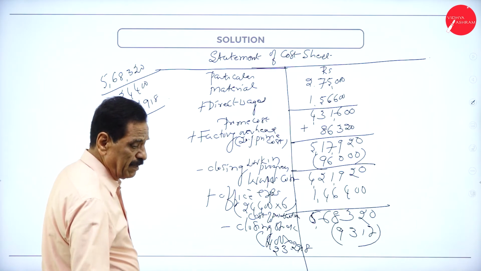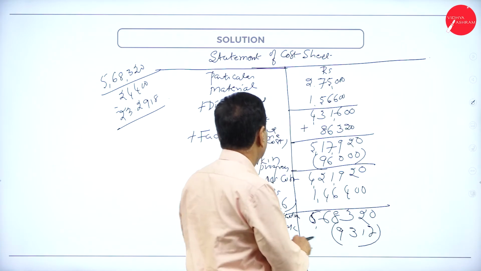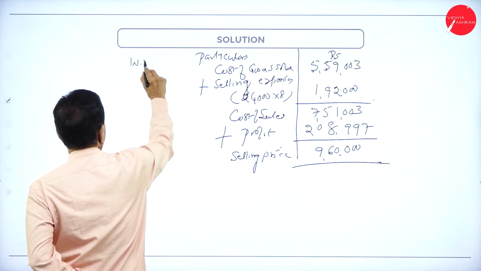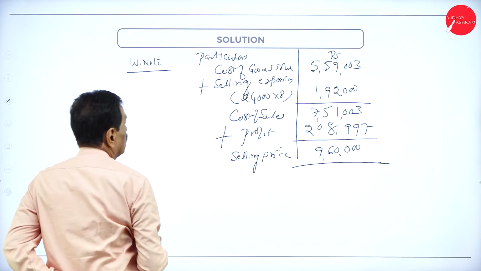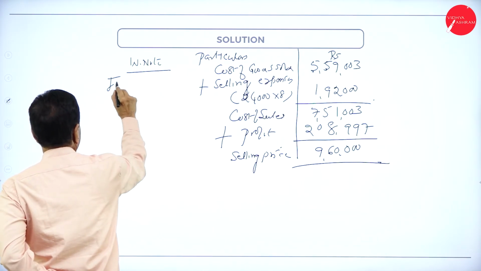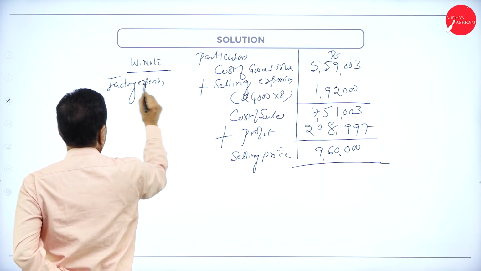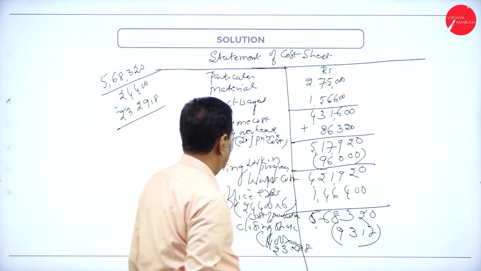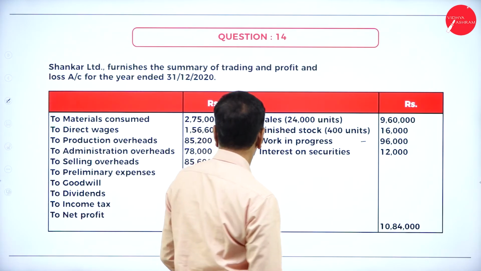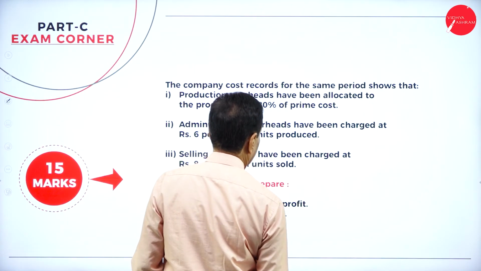You have to compare which expenditures you come across. Then we'll go one by one. Working note. What is the first one? Factory expenses. So cost accounts show 86,320, whereas financial accounts show production overhead 85,200.